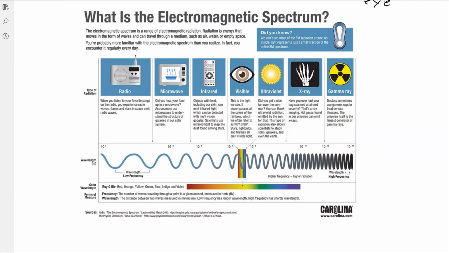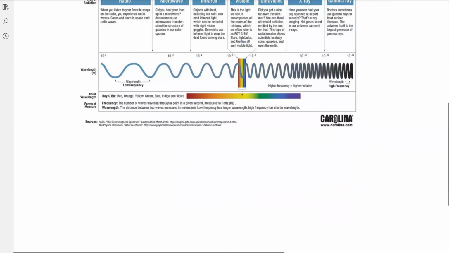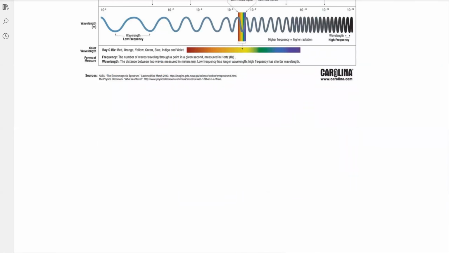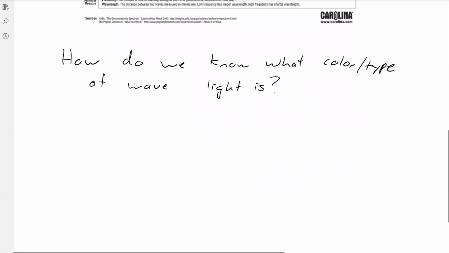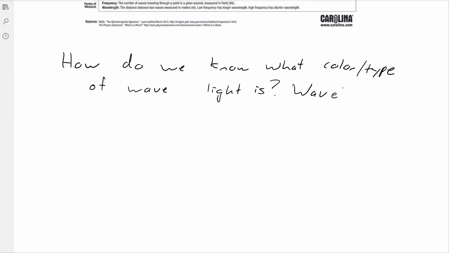So let's take a look at how we describe waves, right? How do we know what the energy or what the color of a wave is? So we'll say, how do we know what color slash type of light it is? Right? So how do you know if something's a high energy or a low energy type of light? And what we do there is we take a look at the wavelength.